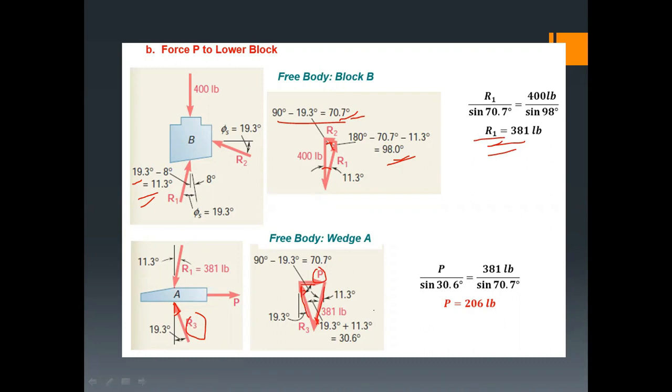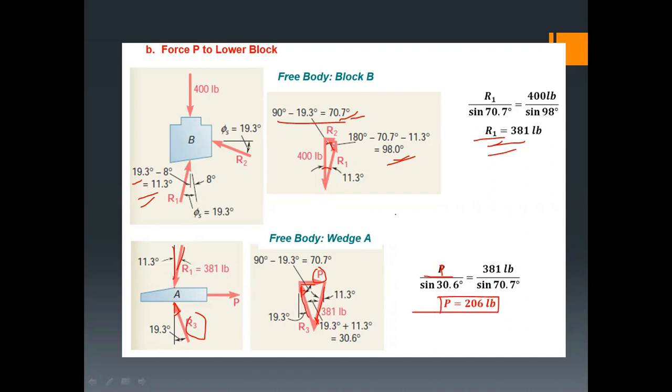So, we'll get, meron tayong reaction dito or angle, no. So, 19.3 plus 11.3 na kung saan nakuha natin dito sa part na to. Okay? So, 19.3. So, simpleng sine law lang din. P over sine 30.6 degrees is equal to 381 pounds over sine 70.7 degrees. So, we'll get our pulling force na 206 pounds.